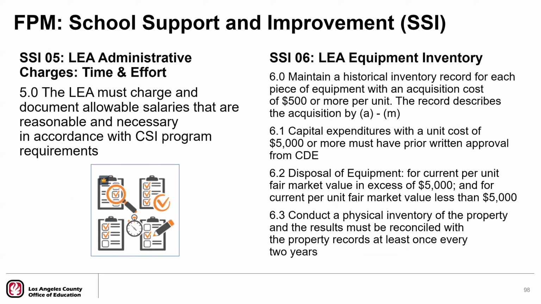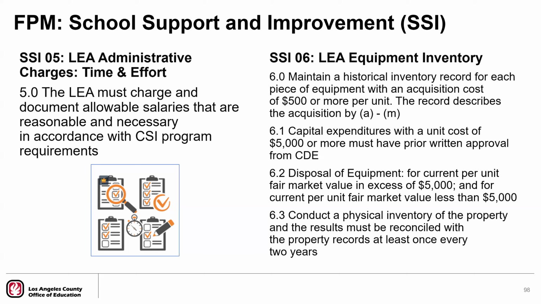SSI 5 reviews the LEA's administrative charges, specifically with time and effort. The LEA must show how they properly charged and documented the allowable salary and wages in accordance with the CSI program requirements. And the last item reviewed is SSI 6, which is the equipment inventory.